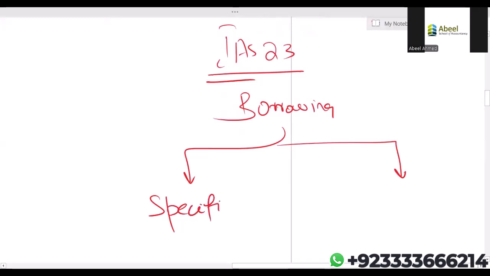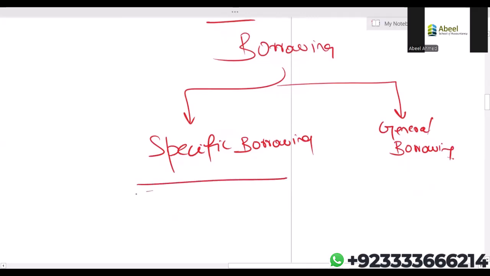One is specific borrowing. Another is general borrowing. When we say specific borrowing, for example, we have taken a loan. We have taken one loan for one asset, one qualifying asset. We exactly know for which asset, how much loan we have taken. That is specific borrowing.